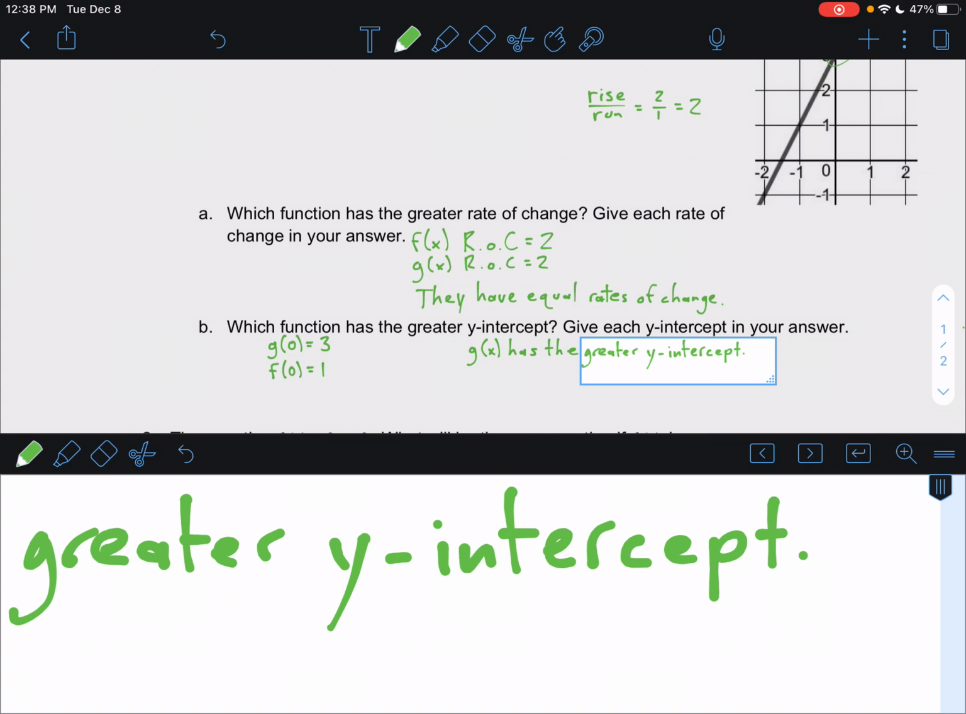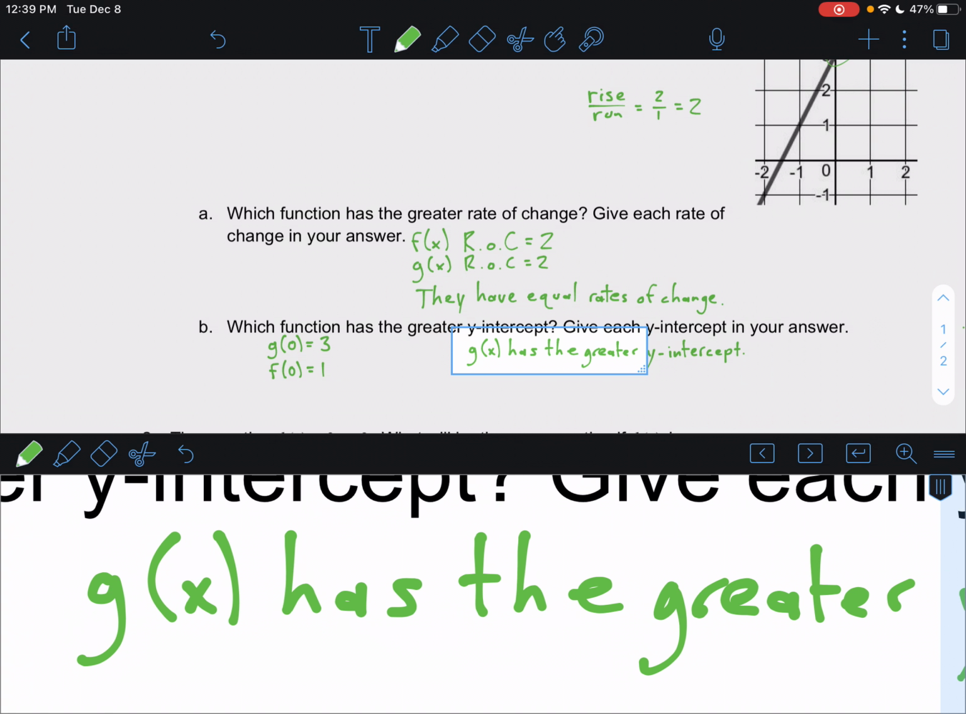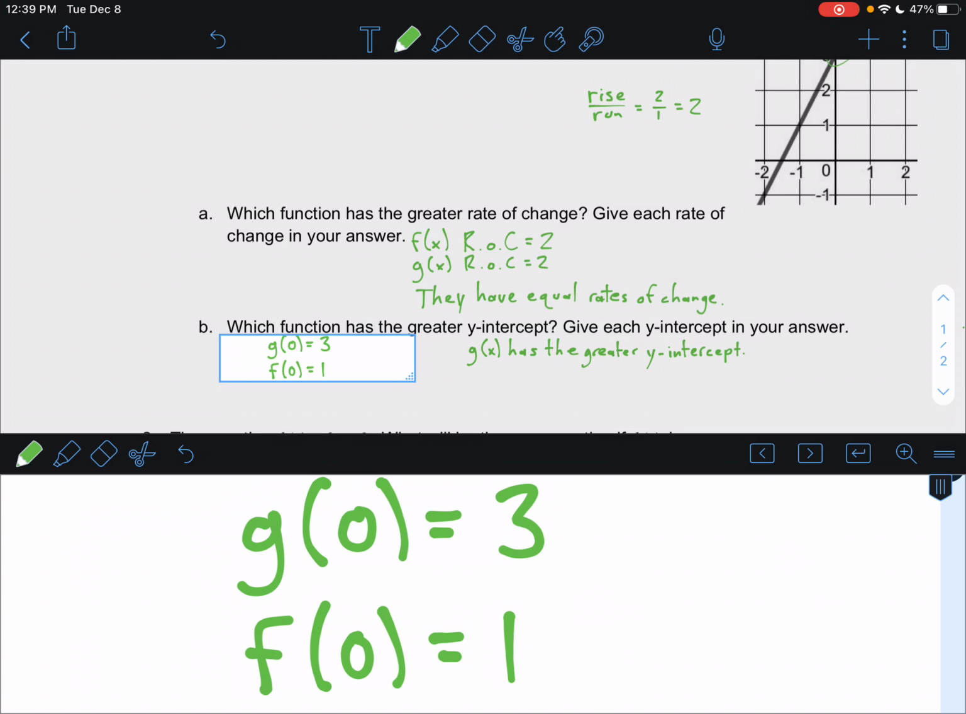So there's my answer. And it does say to give each y-intercept in your answer. So if you just tell me, oh, g of x is greater, it's not going to count for full credit. I need to see that you actually figured out what the y-intercepts are.